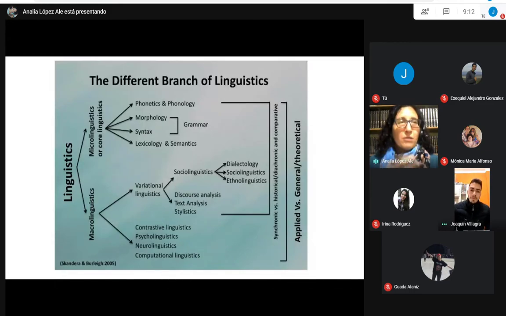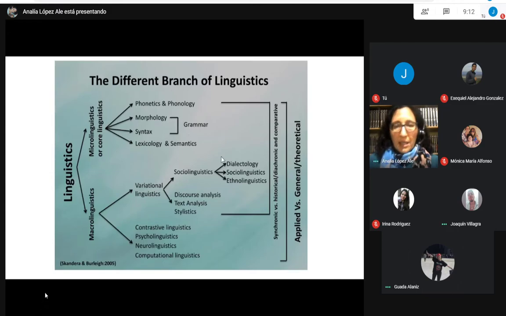Performance, the use of the language, the interaction of the language with other, let's say, sciences or with other aspects of human life. For example, psycholinguistics is the interaction of linguistics with the cognitive processes involved in language learning, and so on and so forth. Is that clear? We don't need to go back to that? Any question? You can comment.